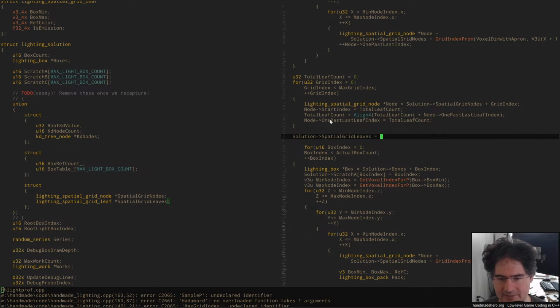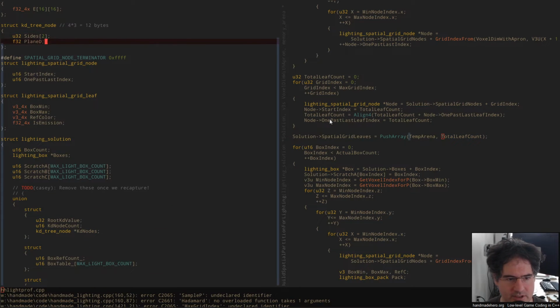I might say push array here and we just push on the total leaf count, because we know this is how many leaves we need. So we just say, all right, push on the total leaf count. We know that we're using the temp arena in this case, and we know that what we need to push on are these spatial grid leaves, right?